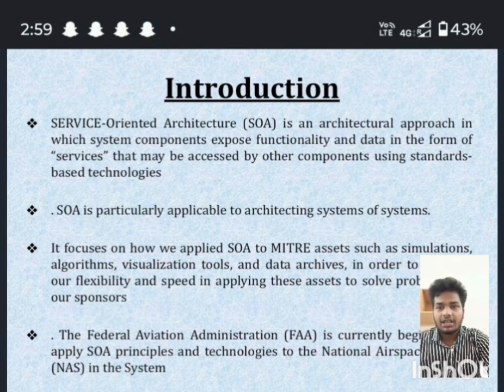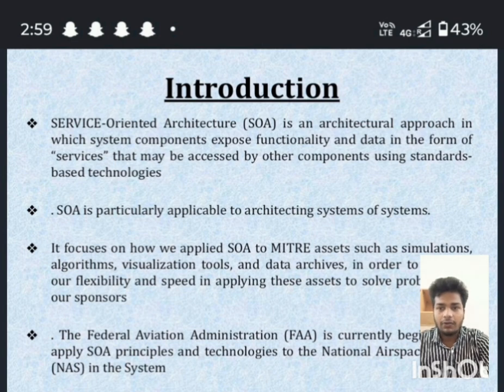The introduction: service-oriented architecture is an architectural approach in which system components expose functionality and data in the form of services that may be accessed by other components using standard basic technologies. SOA is particularly applicable to architecting systems of systems.